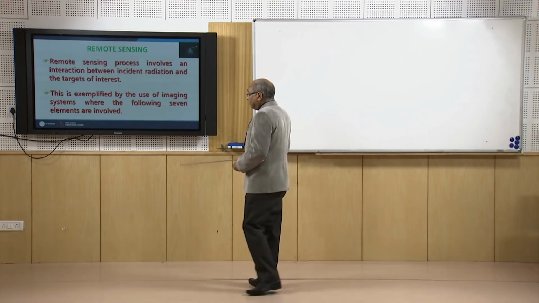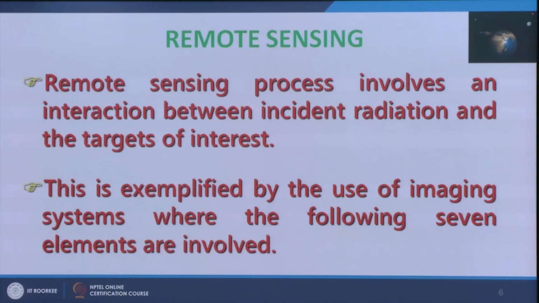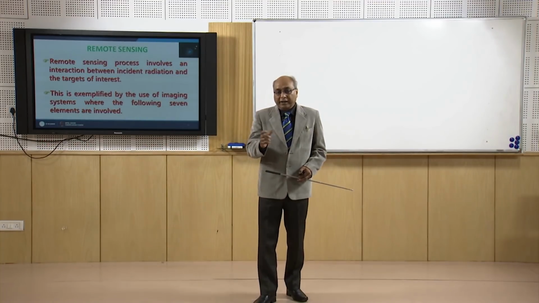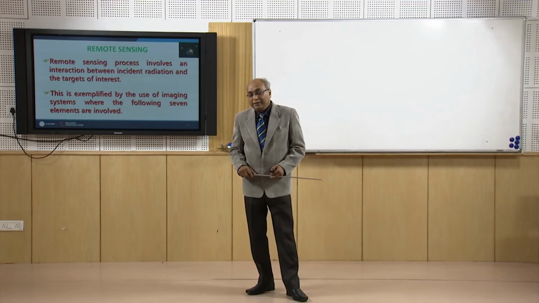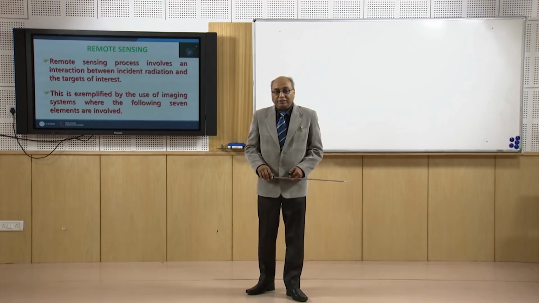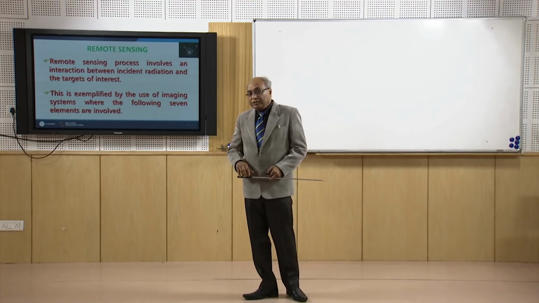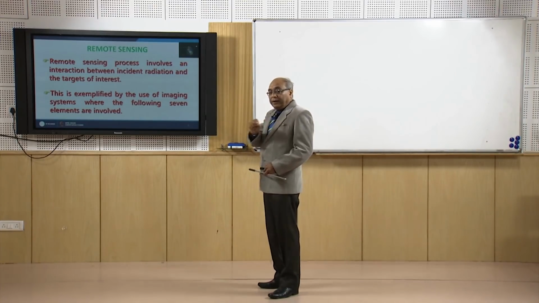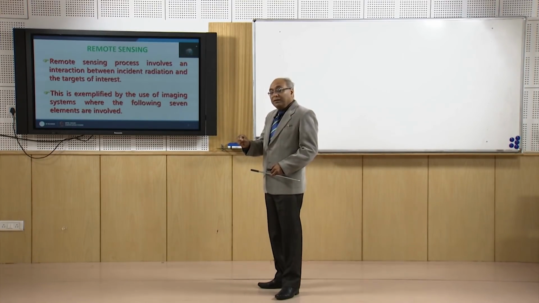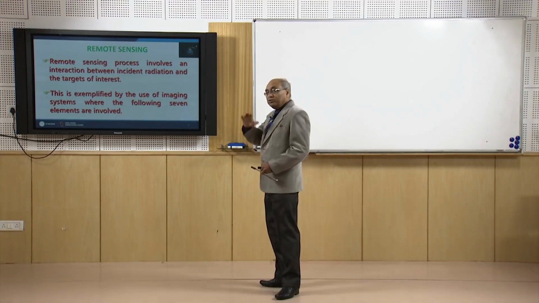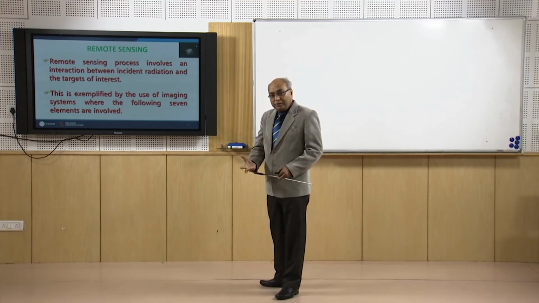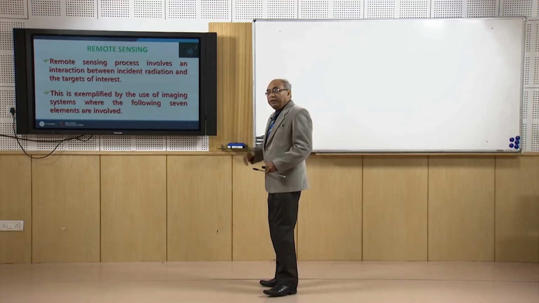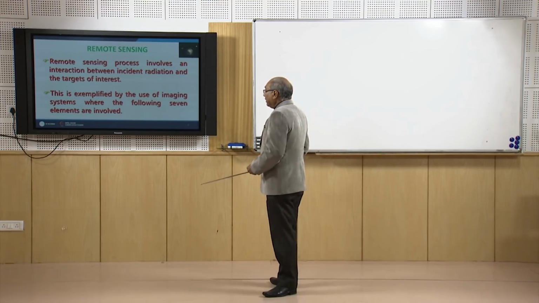This is exemplified by the use of imaging systems. Most of these systems are not like a digital camera taking a snapshot, except meteorological satellites like INSAT or communication satellites, where we have snapshots. Otherwise, we have imaging systems which scan a part of the earth line by line and then transmit the data towards the earth. Through earth stations we record the data, interpret it, analyze it and make different applications.